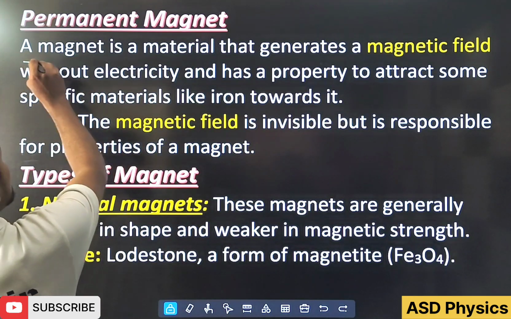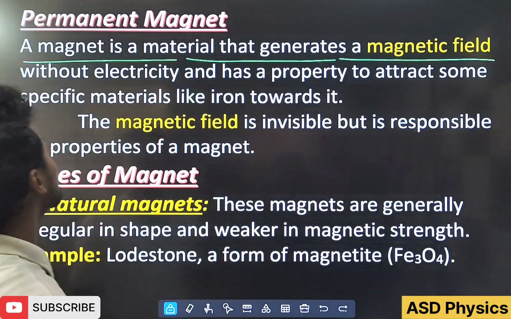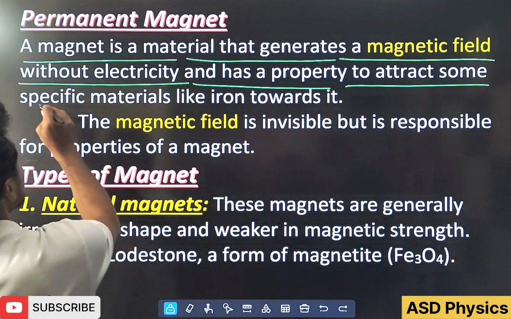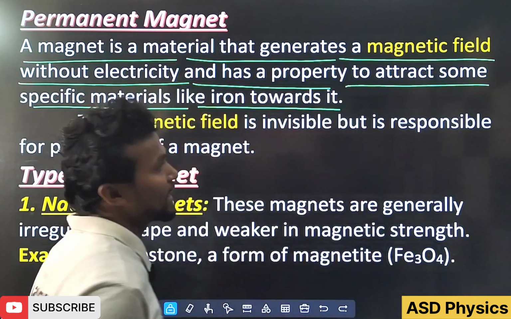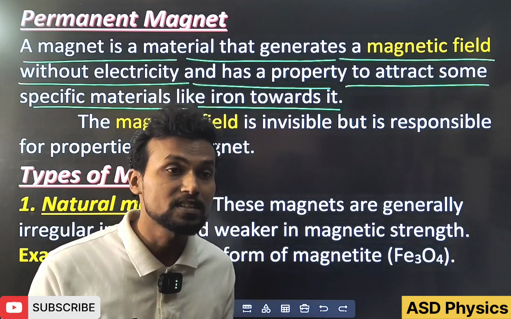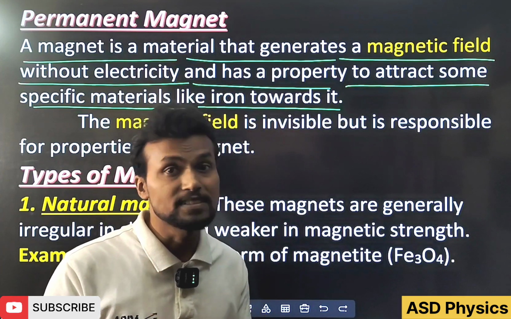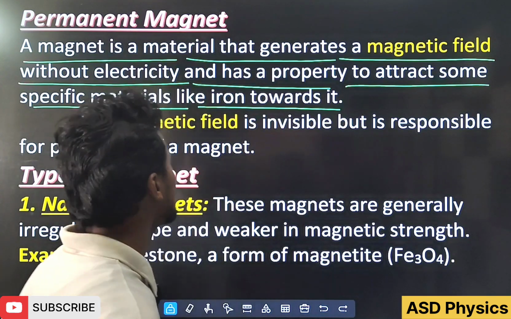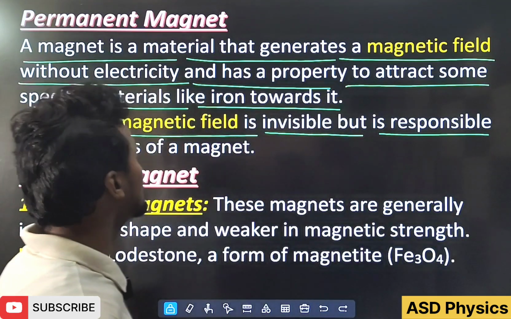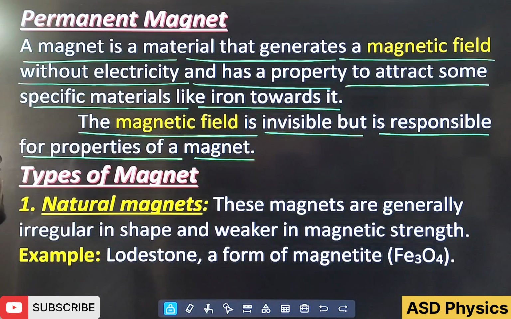Let's see. A magnet is a material that generates a magnetic field without electricity and has a property to attract some specific materials like iron towards it. So the most important, permanent magnet means there will not be any electricity, but the material will have the magnetic property. Okay, so we can see very well this is not the electromagnet. Now let's see. The magnetic field is invisible but is responsible for properties of a magnet, that we know very well, is it?